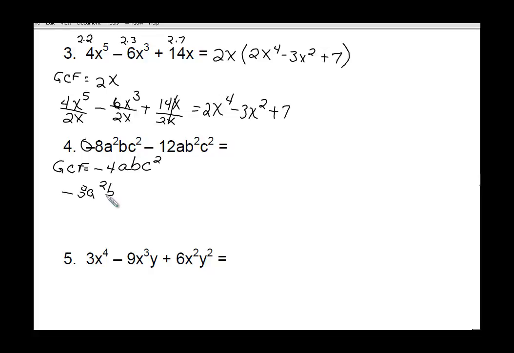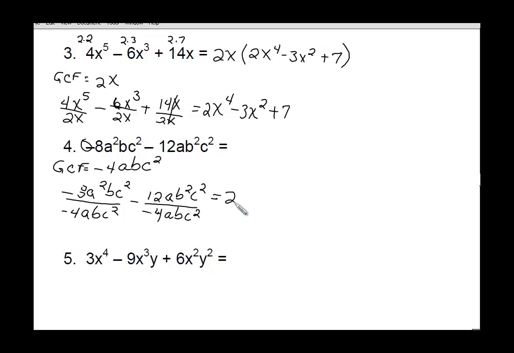So we're going to divide. You may or may not have to write this each time, but I'm going to. Negative 8a squared bc squared minus 12ab squared c squared, divided by negative 4abc squared. Now be careful and be sure that you include these negatives. This was minus, so that goes there, and the negative 4, so we end up with two negatives. So when we actually divide this polynomial, the first term is going to become positive.